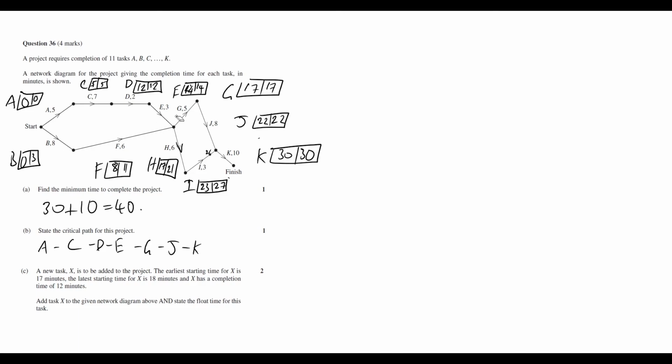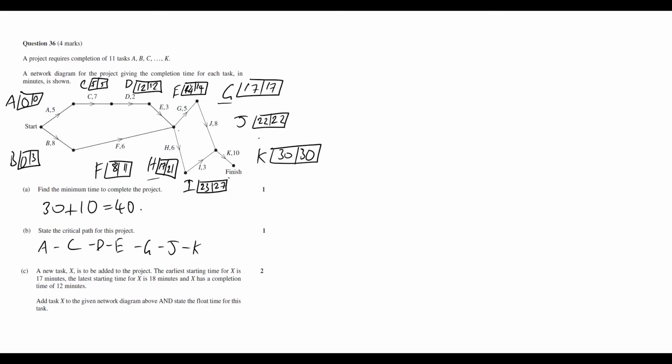I'm just going to go ahead and neaten up our network a little bit. Okay, so we know that it has the earliest starting time of 17 minutes. So where else on this network did we have an earliest starting time of 17 minutes? Well, that was for the junction between G and H.